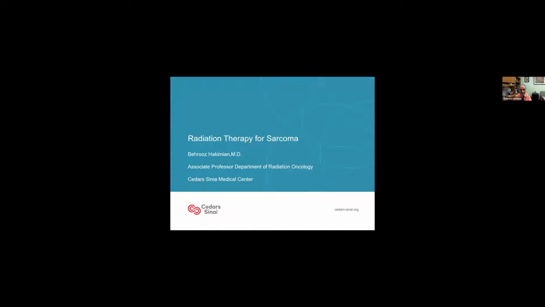Second part is we are no longer doing amputation, and limb salvage is extremely important. And that's what most of the soft tissue sarcomas are all about with radiation, although there are other options that are available.